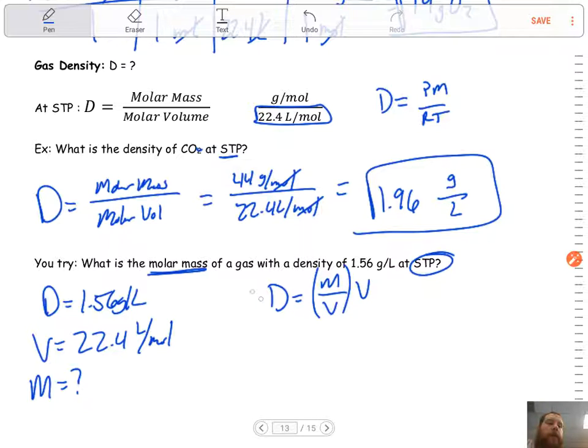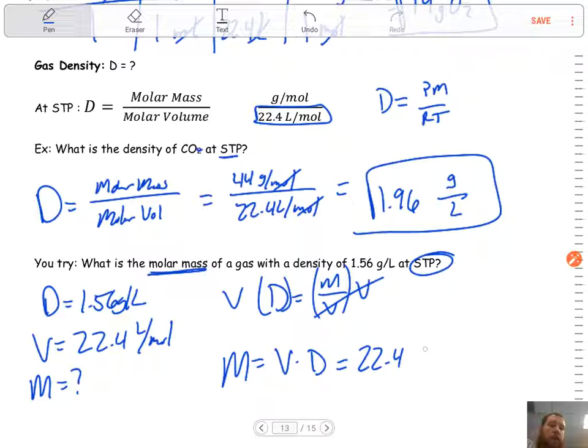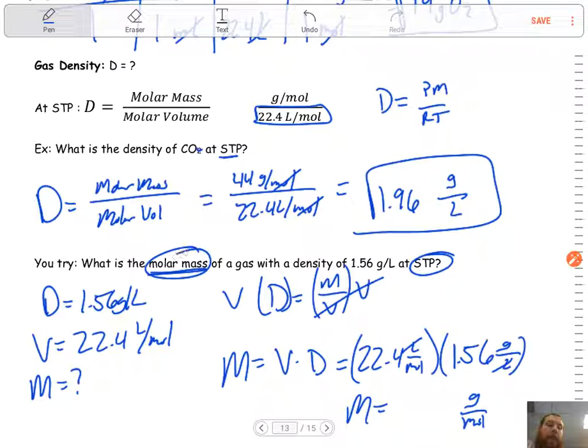To clear this fraction, I would multiply both sides by V. Those cancel out there, so M equals V times D. Excuse me, now I just plug and chug. 22.4 liters per mole multiplied by my density of 1.56 grams over liters. Oh, look, liters are going to cancel out. I'm left with a unit that is grams over moles, which, hey, I'm looking for molar mass. That's a good unit for it. When I do the multiplication, my final answer should be 34.9 grams per mole.